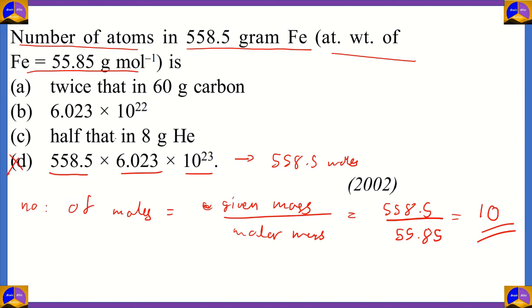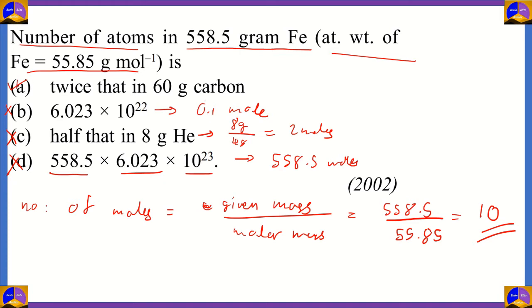If you look at option C, half that in 8 gram helium. 8 gram helium has number of moles as 8 gram divided by 4 gram, that is equal to 2 moles, which is not the correct answer. Option B, 6.023 into 10 raised to 22, will be equal to 0.1 mole. So therefore option B is also incorrect.